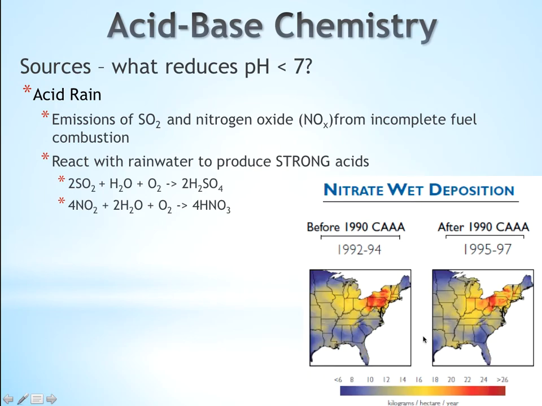But we really haven't seen the same sort of decline for nitrate wet deposition, so that is still pretty high throughout, especially throughout the Northeast, and that's actually had some really interesting implications for tree growth in our areas that you can ask me about if you're interested.